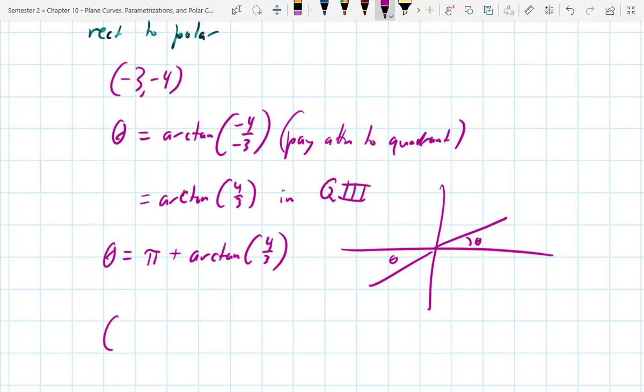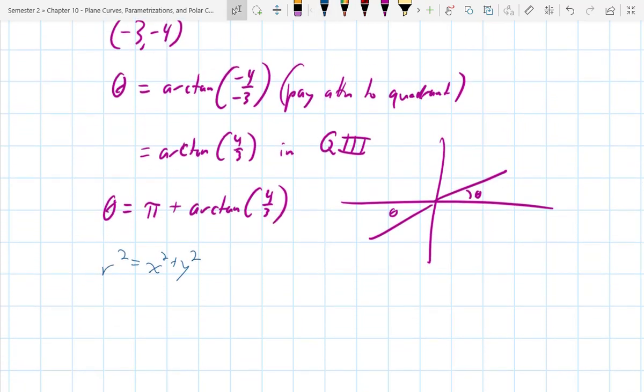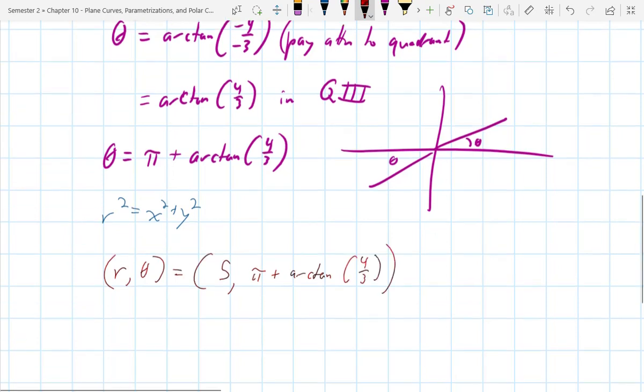What's the radius? 5. Yeah. This is not the best example to use because it's an easy one, but that's how you get the angle. To get the radius, you just use r squared is equal to x squared plus y squared and do a Pythagorean on it. What is that? This is a triple, so my r comma theta is going to be equal to 5 comma pi plus arctangent of 4/3. Could you do? You could.